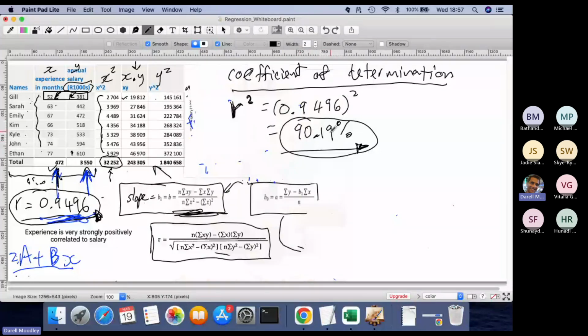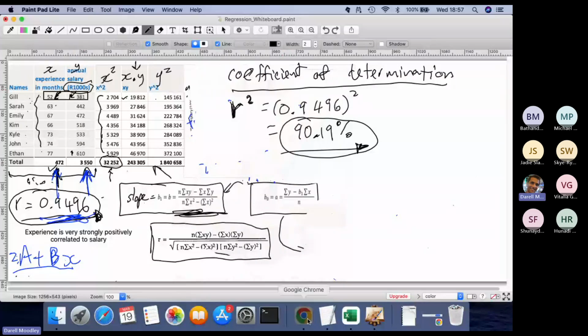The most it can be is 100%. And if it's 100%, then that means your x is so good at explaining y, you don't really need anything else to predict what your y value is. So how you would interpret this is you would say 90.19% of the variation of your salary, which is your y, can be explained by experience in months. That's how you interpret it.